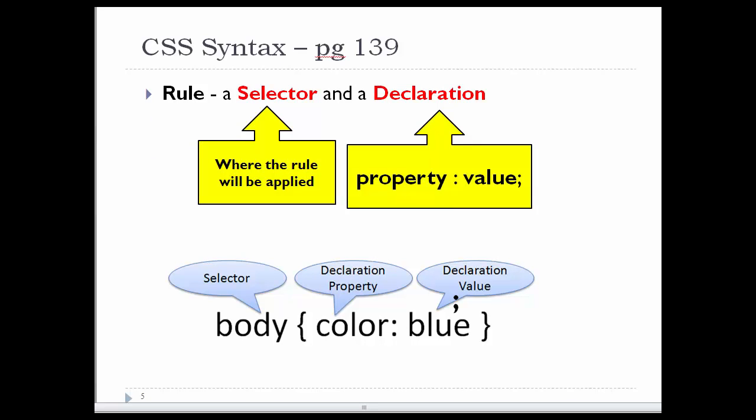In this class, we will review some CSS syntax. We have CSS rules. A rule is a combination of a selector and a declaration. The selector is where the rule will be applied, and your mastery of CSS selectors is paramount in the web development field. A declaration is composed of a property and value. So here we see the body element as a selector, and the property color being set to the value of blue.